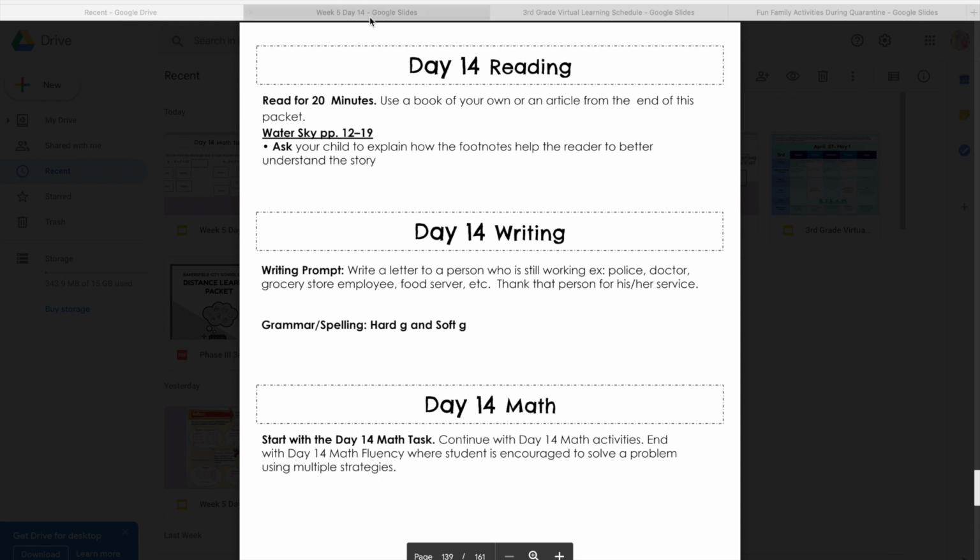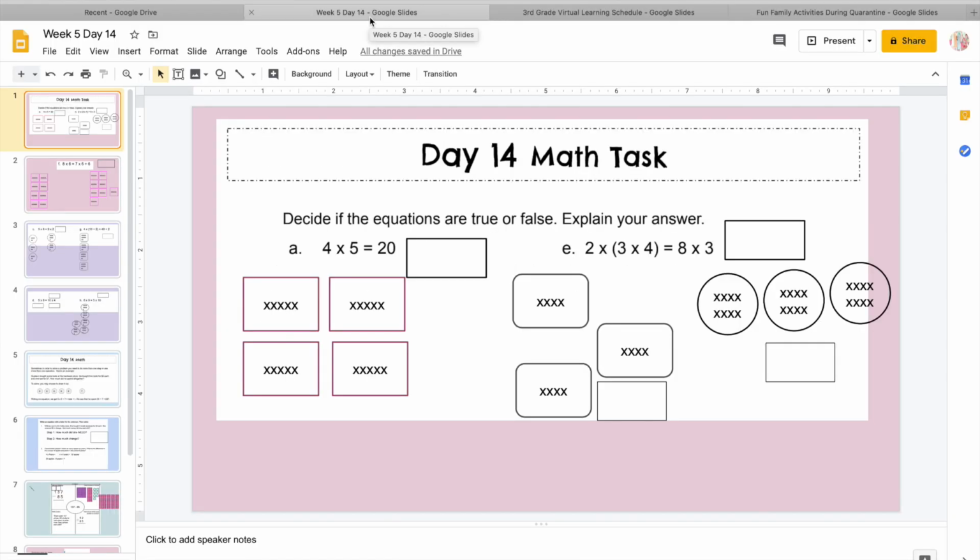So we will start with our math tasks for day 14. Today we're still working with equations and expressions, and we're going to see whether they're equal, and we're going to decide if it's true or false.